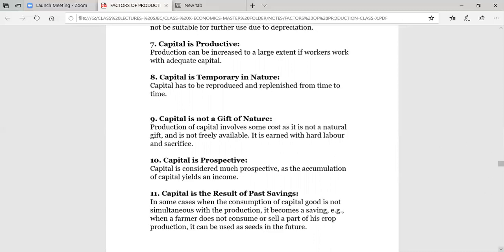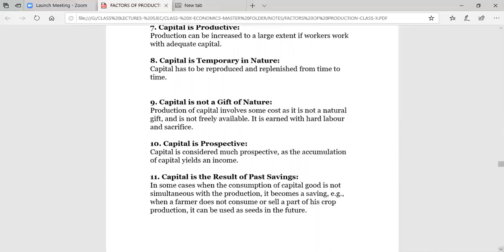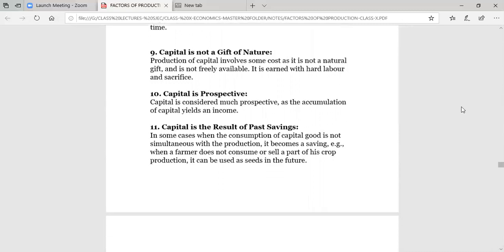It's not a gift of nature. I've already mentioned that. It is created by man. It's a man-made factor. Machinery is not a gift of nature. Equipment is not a gift of nature. Railways, transport is not a gift of nature. All of it, man has done it. That means man has made the capital, not nature.